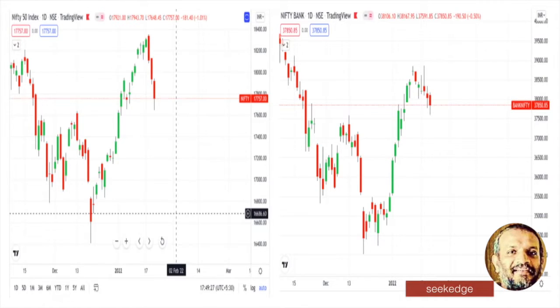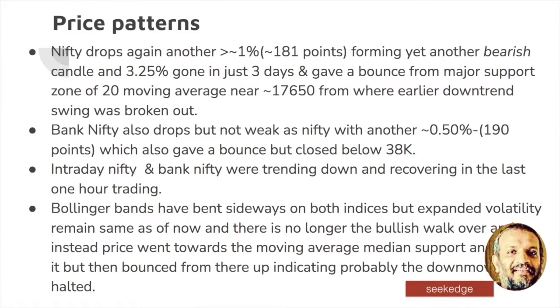Looks like very planned selling. How can it be always exactly 1% every day? How can it always be exactly half percent every day? I'm just kidding. So that's what the price action is saying. 181 points lost today, and it's totaling to 3.25% in 3 days, right?